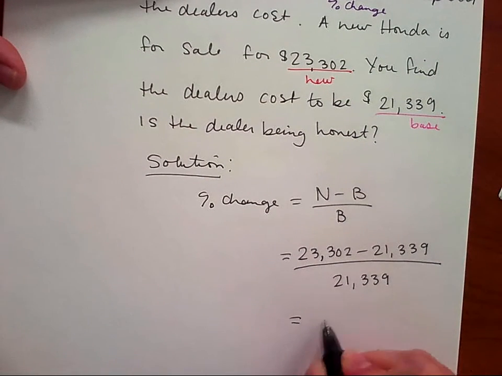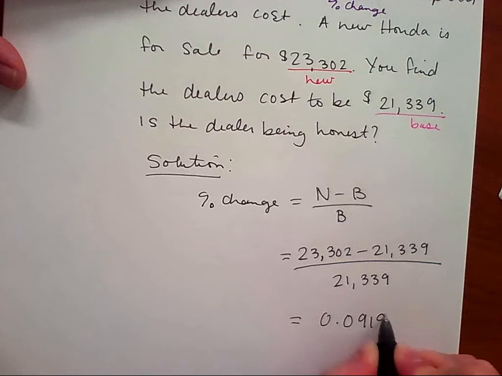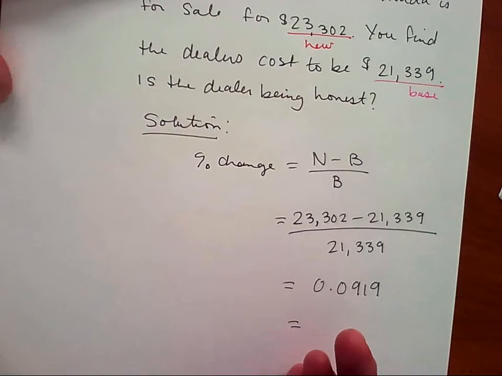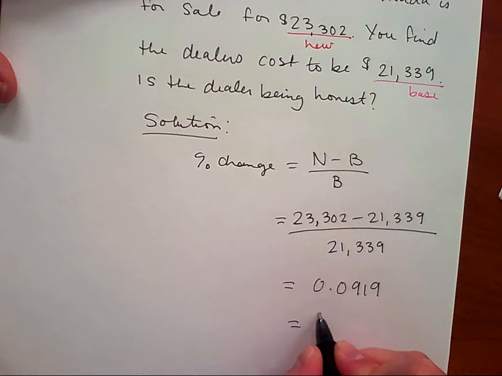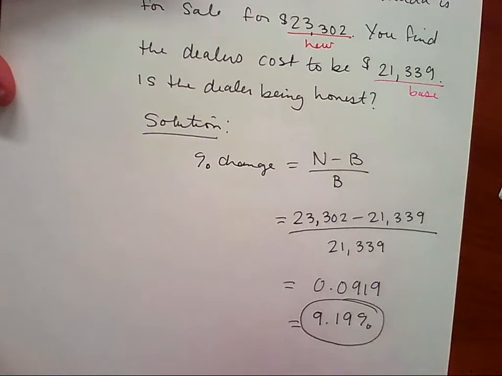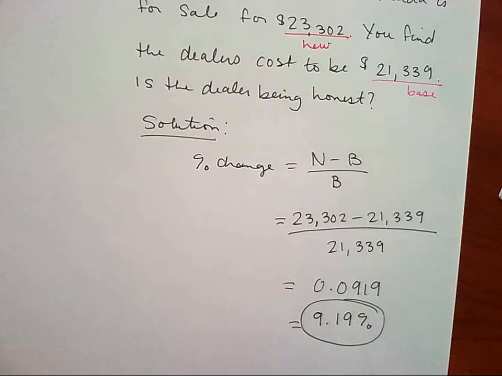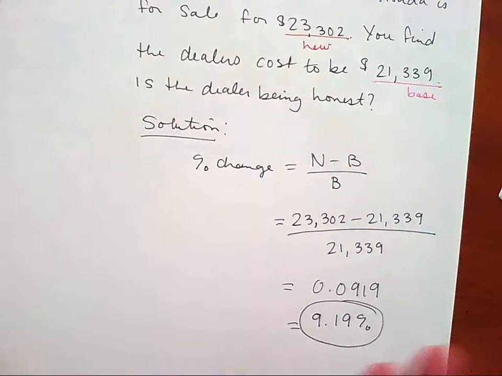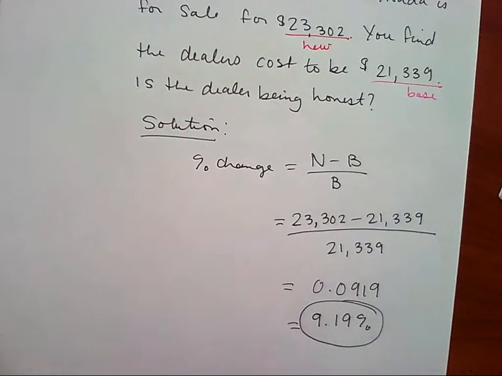Okay, so Aiden, you got 0.0919? Yes. Okay, not our final answer because it's not a percent. It becomes 9.19%. Okay, so what do you guys think? I didn't answer the question yet. What's the answer to the question? No, the dealer's not being honest. He's saying he's marking it up by 5%, but he's actually marking it up by over 9%.